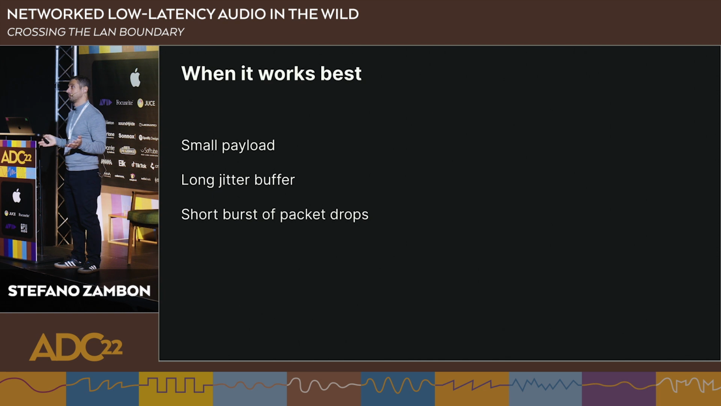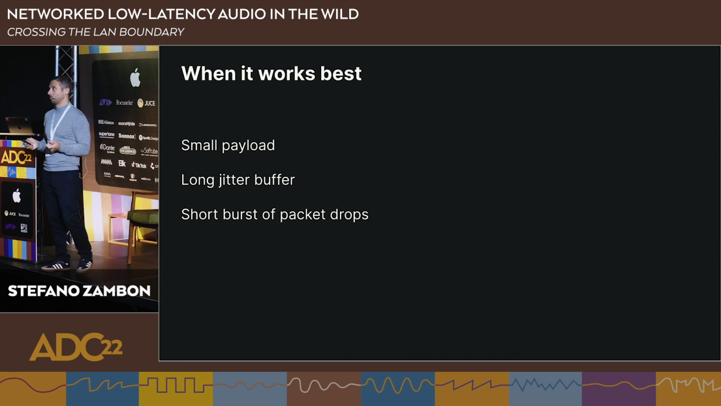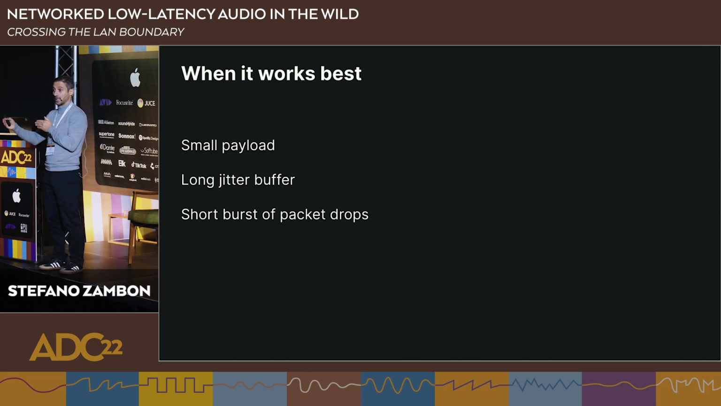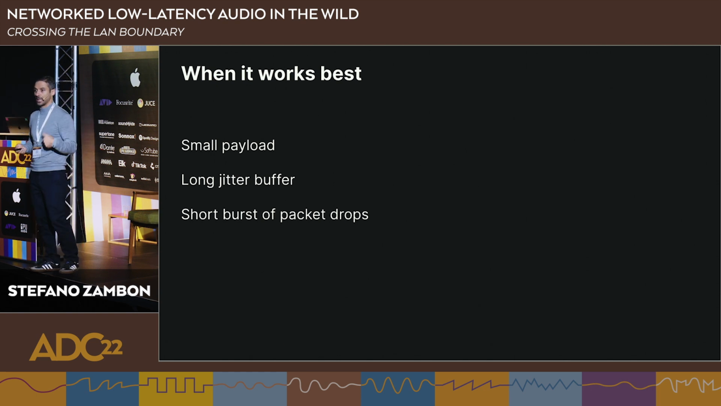This works under certain conditions. It's best when you have a small payload in time for the packets, when you have a long jitter buffer, which is not ideal, and when you're not losing too many packets, so the burst of lost packets is short. Because if you're dropping 20 packets in a row, you probably don't have enough redundancy to reconstruct them.